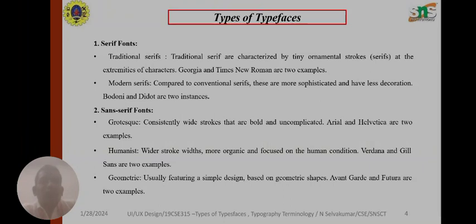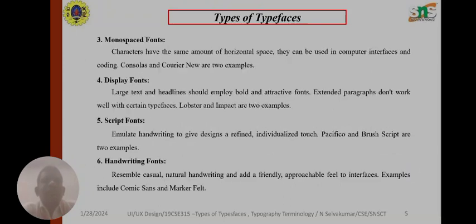Sans serif fonts. Grotesque: consistently wide strokes that are bold and uncomplicated. Arial and Helvetica are two examples. Humanist: wider strokes with more organic forms focused on the human hand. Verdana and Gill Sans are two examples. Geometric: usually featuring a simple design based on geometric shapes. Avant Garde and Futura are two examples.